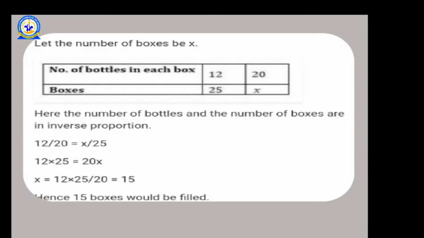Let us see. Here we will let the number of boxes be x. Here the number of bottles and the number of boxes are in inverse proportion. So x1 into y1 is equal to x2 into y2. So 12 into 25 is equal to 20 into x. Through that we will find the value of x, that is 15. Hence 15 boxes would be filled. Here we can take the number of bottles in each box as x and boxes as y.